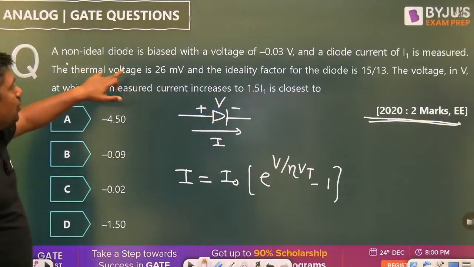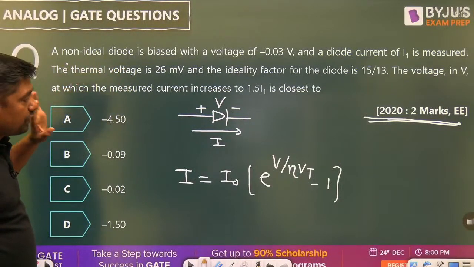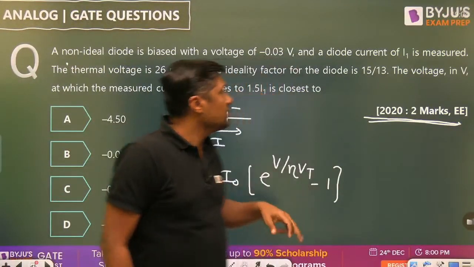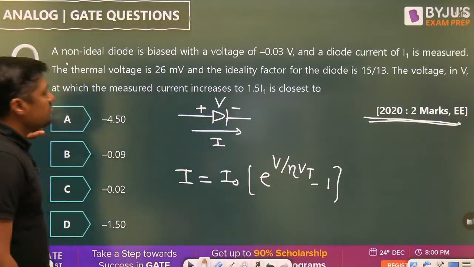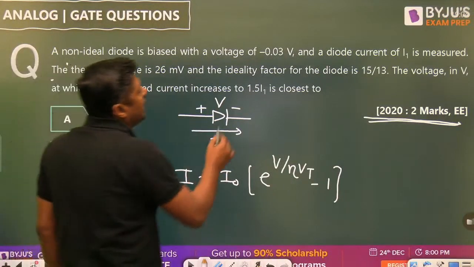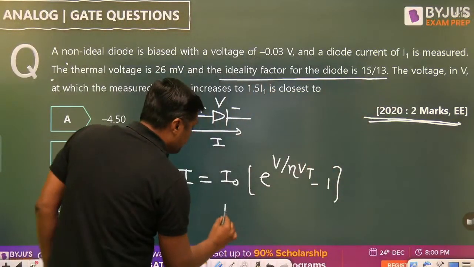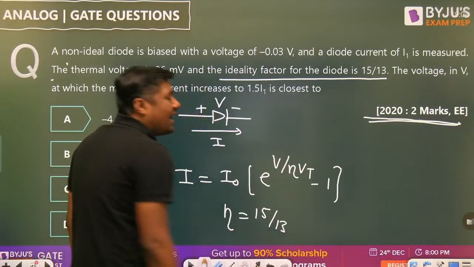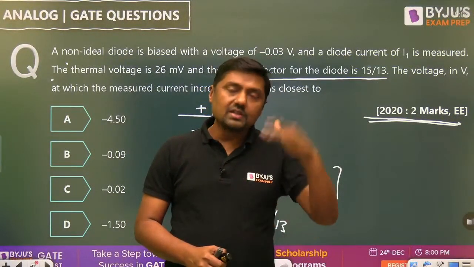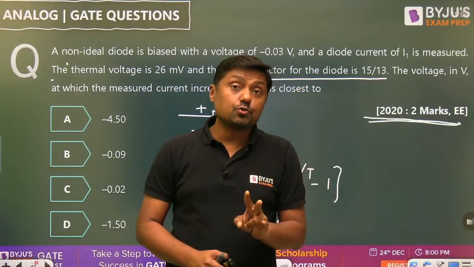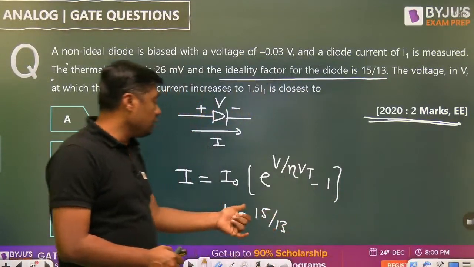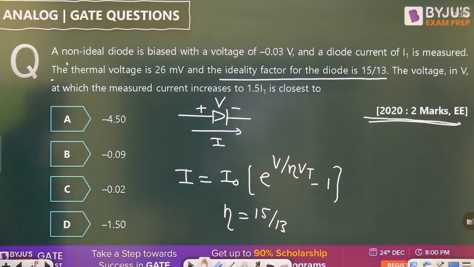A non-ideal diode is biased with a voltage of minus 0.03 volt, means this is the negative value. If it is a negative value, means that diode is what? Reverse biased. And a diode current of I1 is measured. The thermal voltage is 26 millivolt, and the ideality factor of the diode is 1.5/1.3. Normally we say that ideality factors are 1 for germanium, 2 for silicon. But my dear friend, for very high current it will become 1, or it is between 1 and 2. It is a practical value.